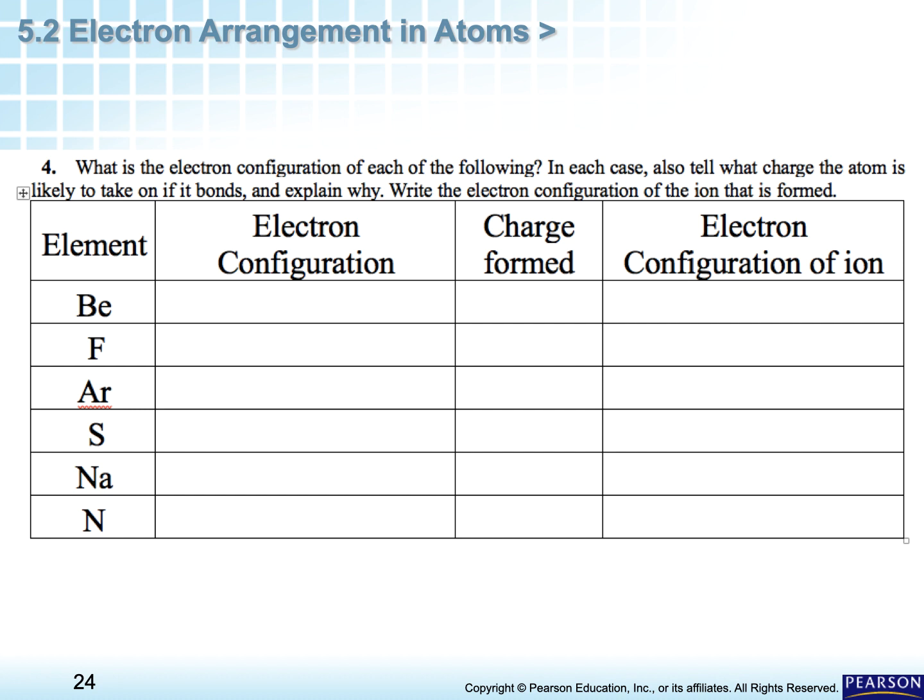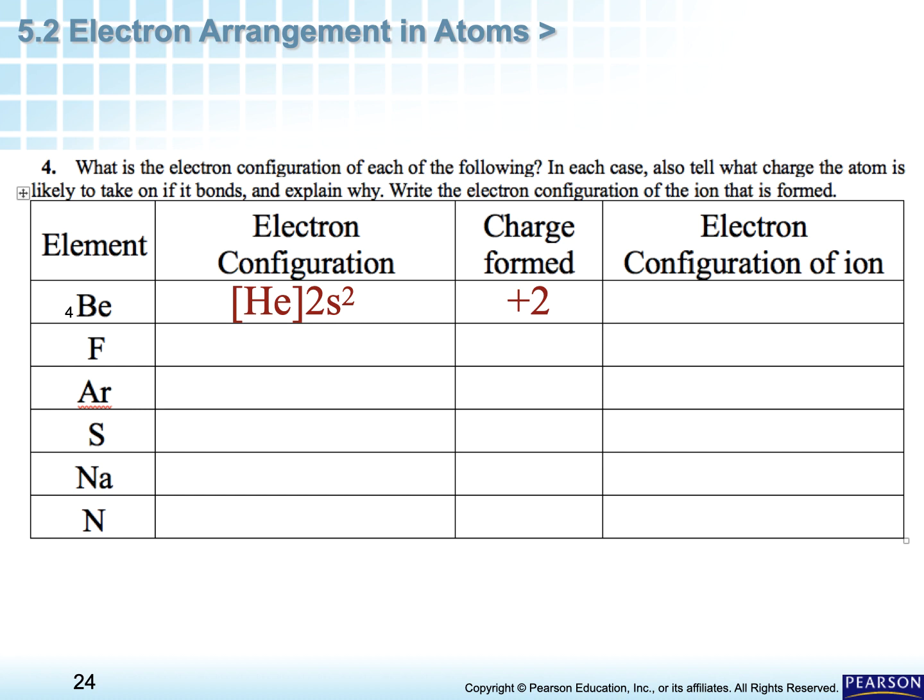So, what is the electron configuration for each of the following? In each case, also tell what charge the atom is likely to form in a bond. So, the first thing I'm going to do is beryllium. If you look at the bottom of each box, you'll see a charge. Above that, you see the electron configuration. So for the atoms, the electron configuration is easy. It's right there on the periodic table.